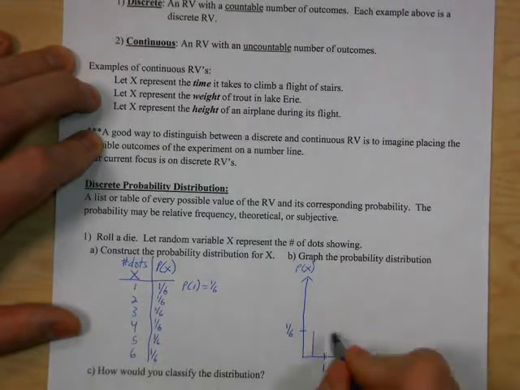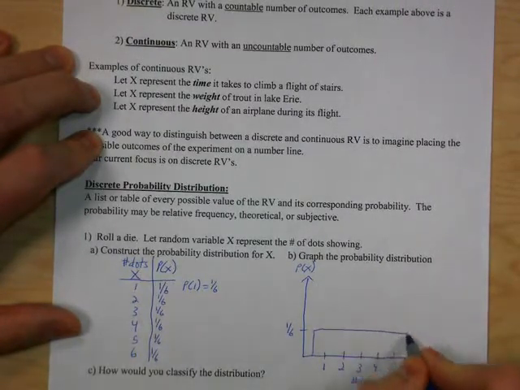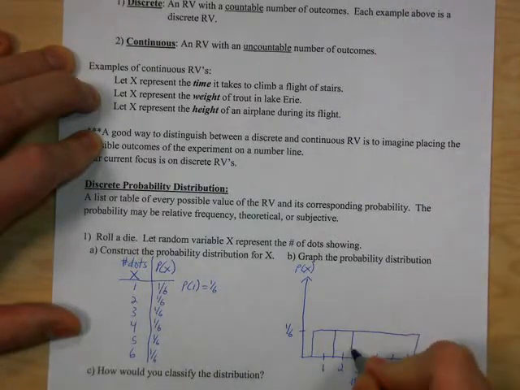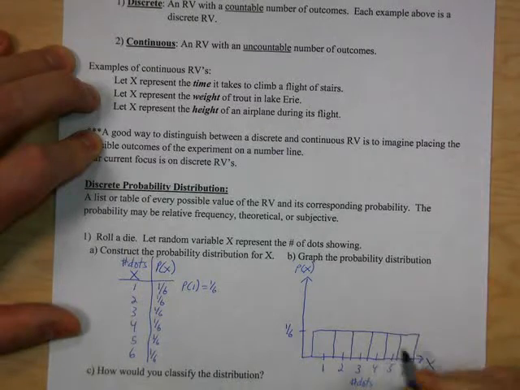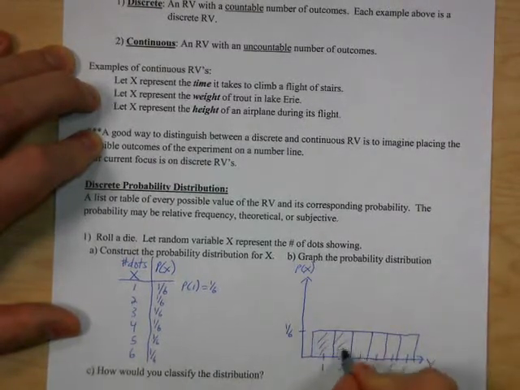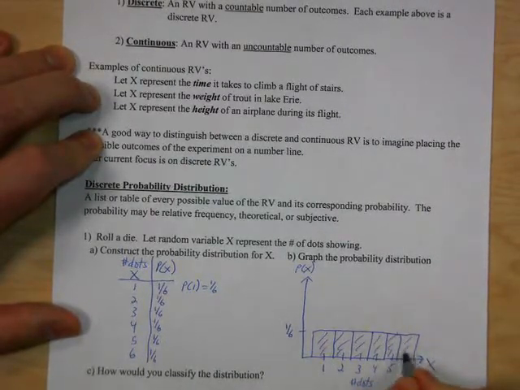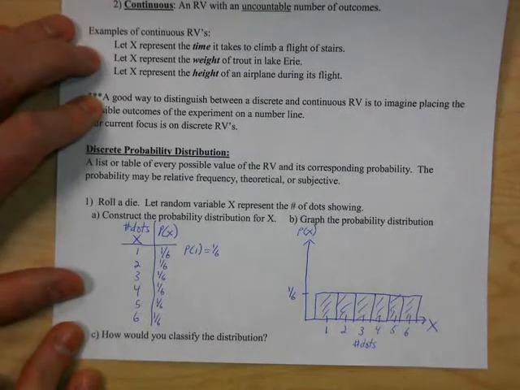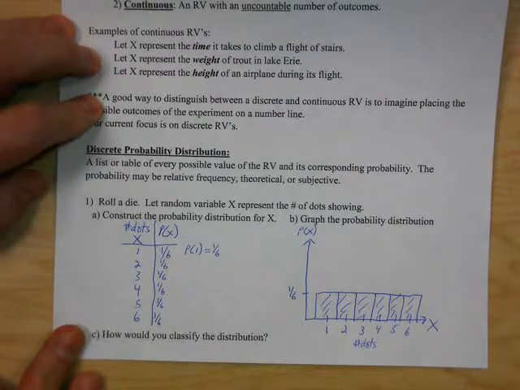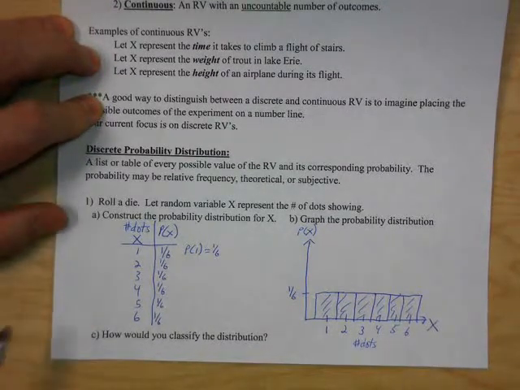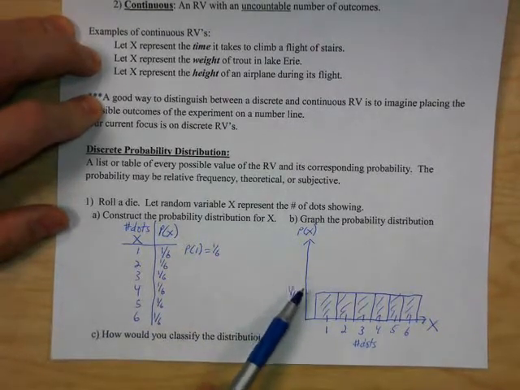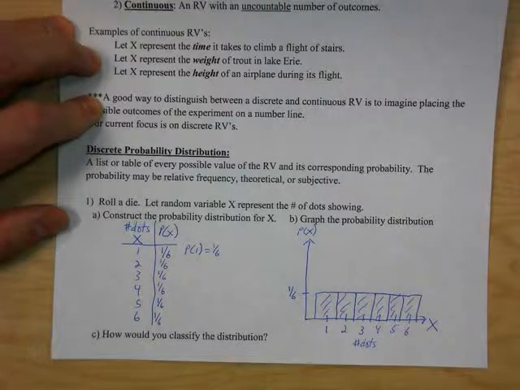So when you make this, every bar is going to have the same height. That would be what your distribution looks like on a graph. Again, very basic. If these were different probabilities, then you would have to use a different scale so they all fit on the p of x axis.